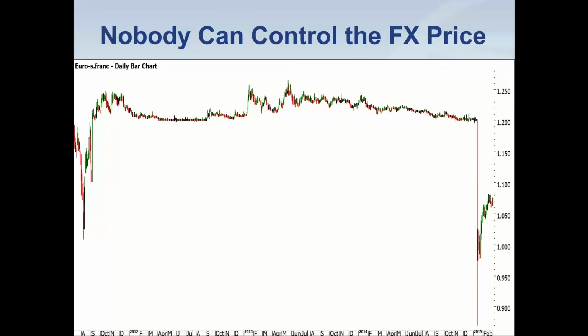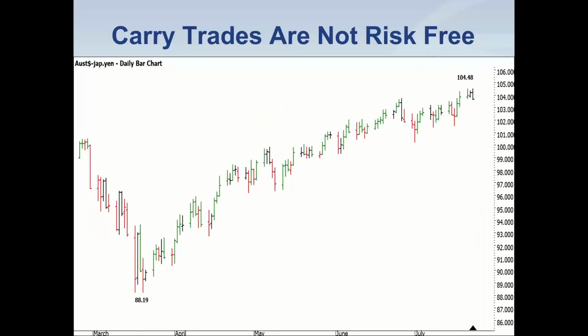But what we can learn from this is that nobody can control the FX price. Even the Swiss National Bank, who had a very large war chest at their disposal for the purposes of defending that price level or controlling that price level, couldn't do it. So just keep that in mind next time you hear someone say they're going to control the currency price. My suggestion is that A, they won't be able to, and B, find something else to trade until that all blows over. The next lesson is that carry trades are not risk-free.